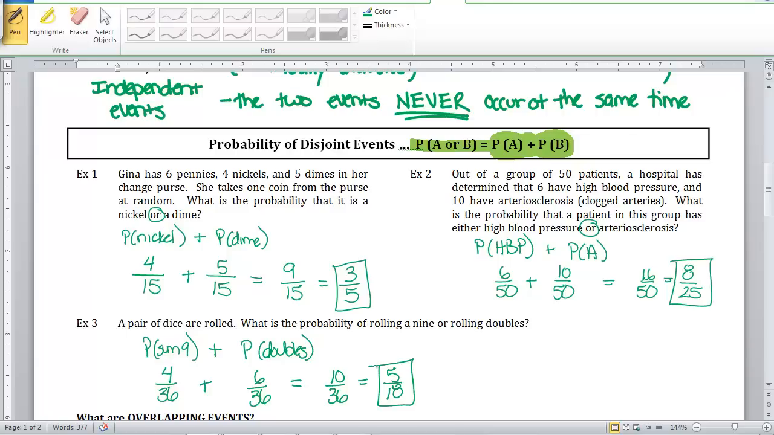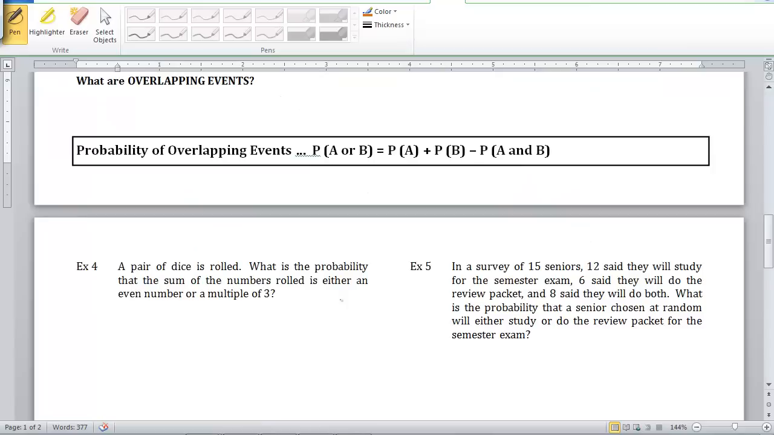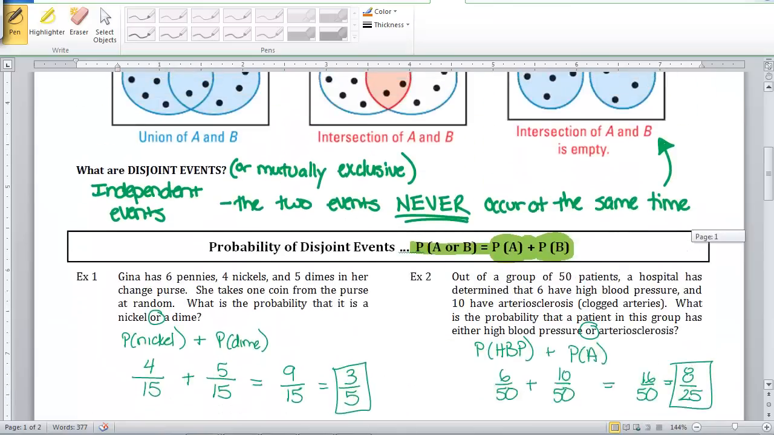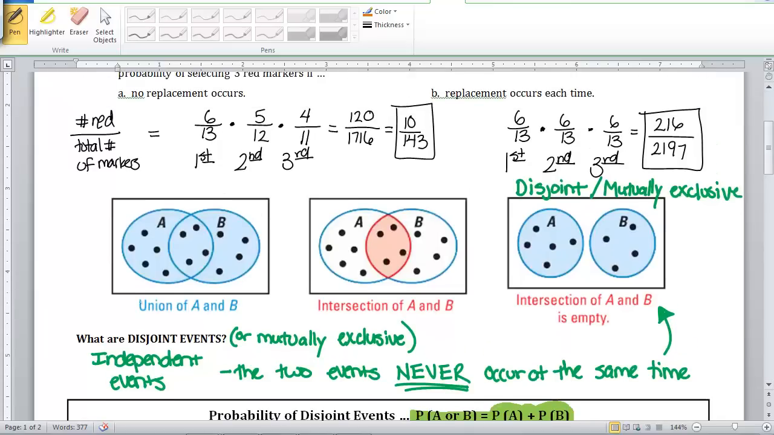Let's now look at events that are overlapping. So what are overlapping events? Overlapping events are events that have some outcomes the same. If we look back at our Venn diagram, this first Venn diagram would be an example of overlapping events. The events here in the middle are overlapping. They occur in both event A and event B.